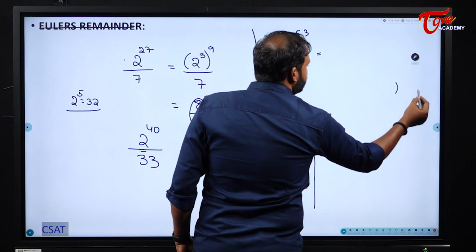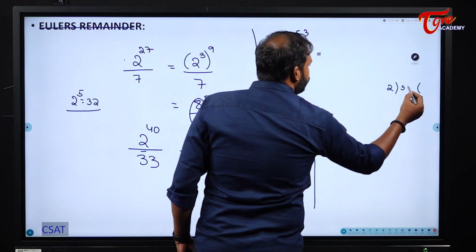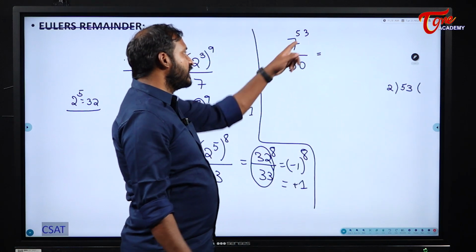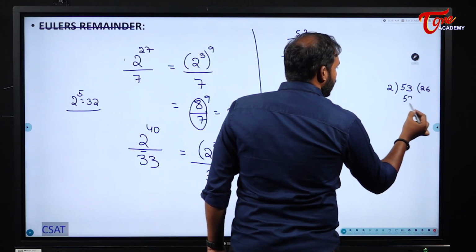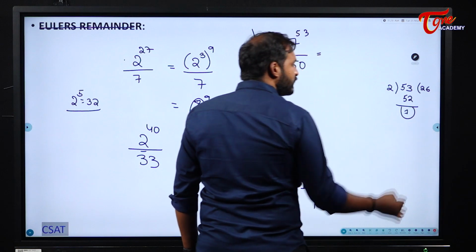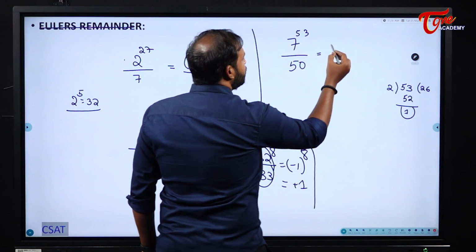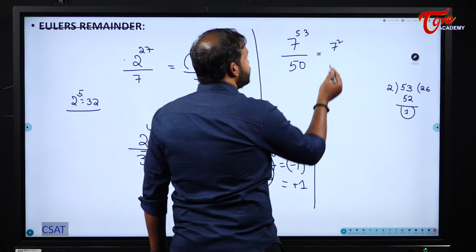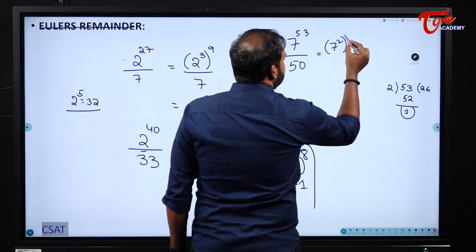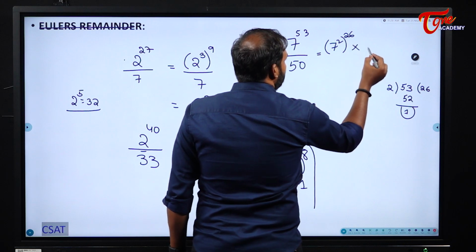So my requirement is 2 and I need to divide 53. Why? Because I have 53, my requirement is 2. 2 26s are 52 and the remainder is 1. That means how can I split this one? 7 square. Why am I writing 7 square? My requirement is here 7 square to the power of 26 into that remainder power.